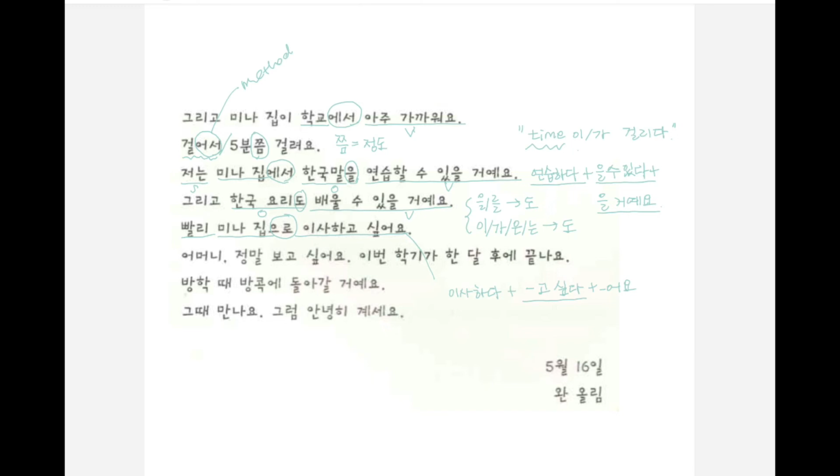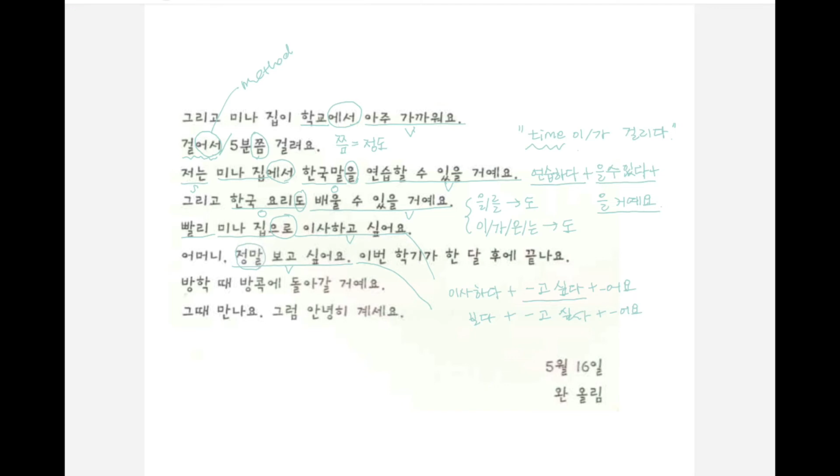어머니, 정말 보고 싶어요. Again, 보고 싶어요. This is a whole verb. Oh, I forgot to mark here. 자, I miss you so much. 정말 보고 싶어요. How would you interpret it? The same way, isn't it? 보다 plus 고 싶다 plus 어요. Sentence ending. So how would you interpret it? I want to see you. I miss you. Really. Very much.